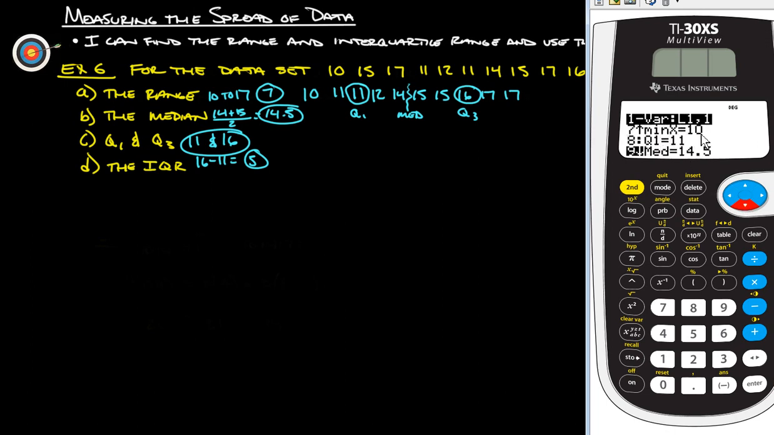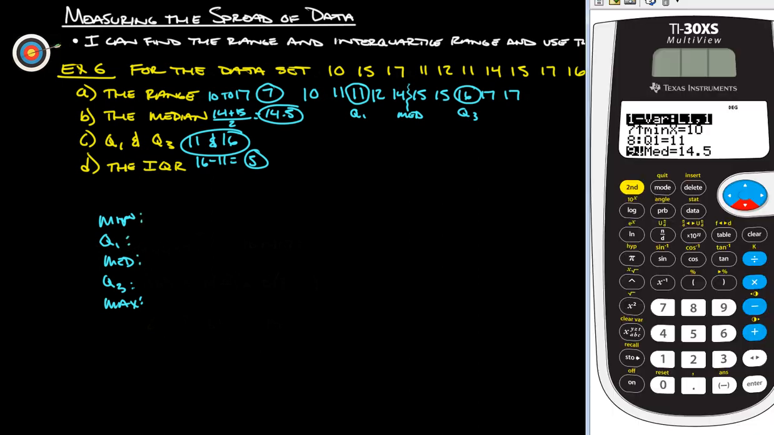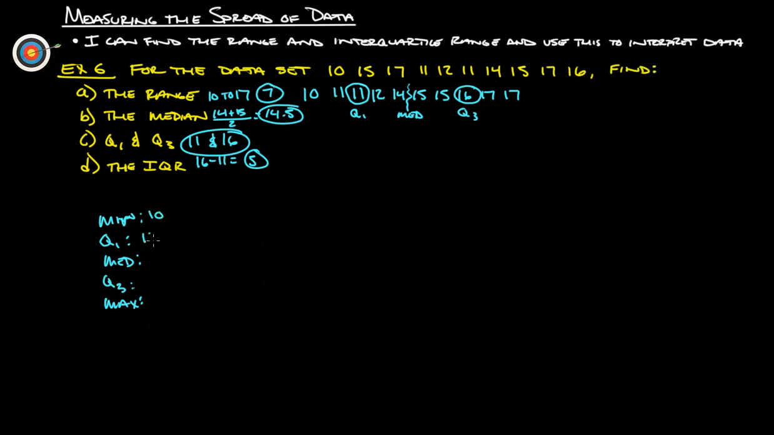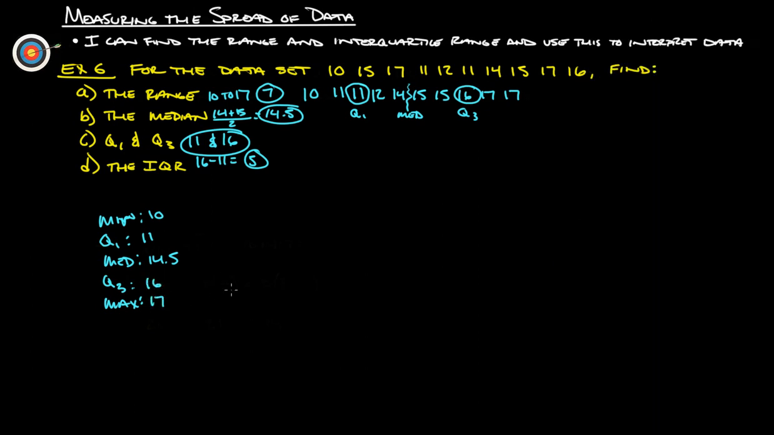So if you'll look, minimum is 10, quartile 1 is 11, right? Minimum, quartile 1, median, quartile 3, and max. Call that our 5-number summary, right? So we can simply copy that down, 10, 11, and 14.5. And then if we scroll down farther, we get quartile 3 and the max, 16 and 17.